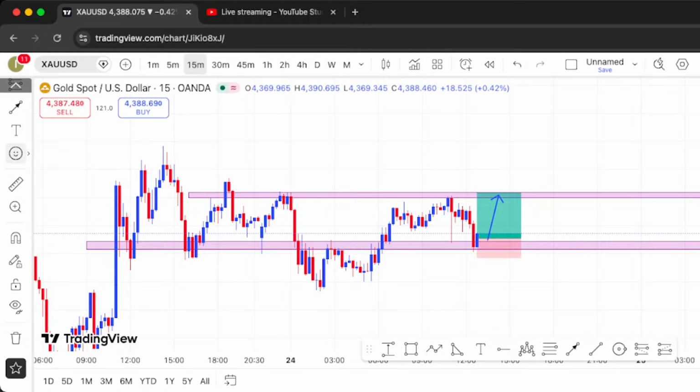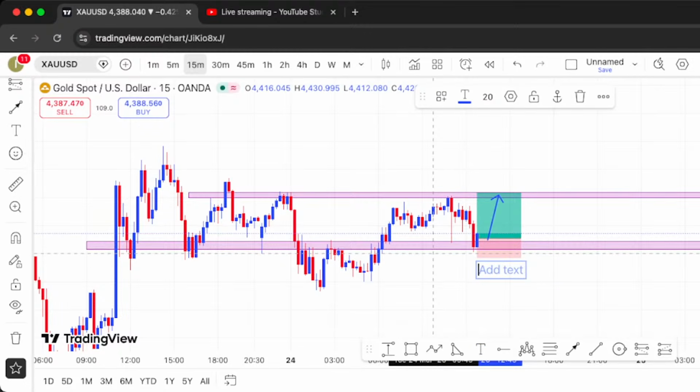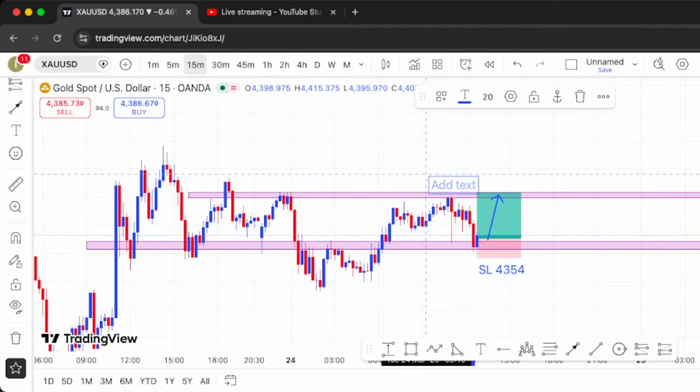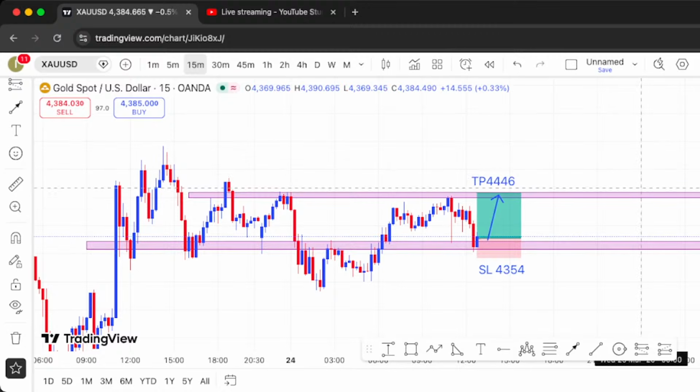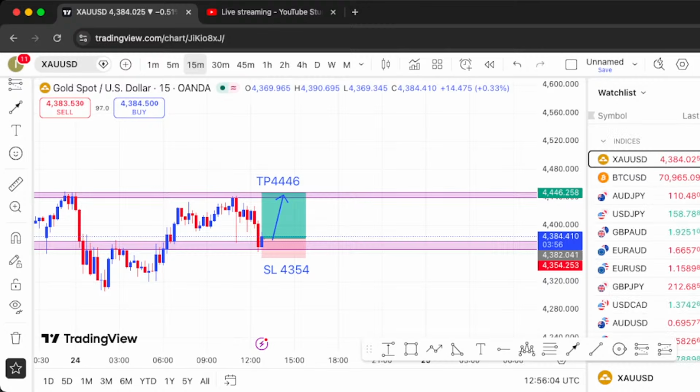So let me just write a stop loss and then take profit. SL at 43.54, and TP at around 44.46, due to the structures. I'm following structures for my take profit and my stop loss. So a buy on gold in the next 4 minutes. If that candlestick closes with that momentum, then we'll be good to go on gold.